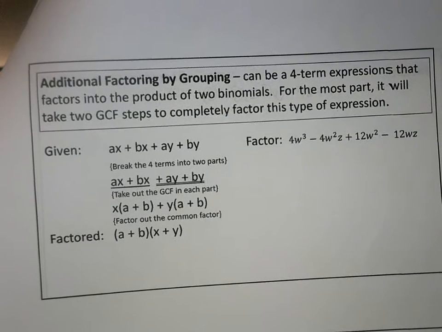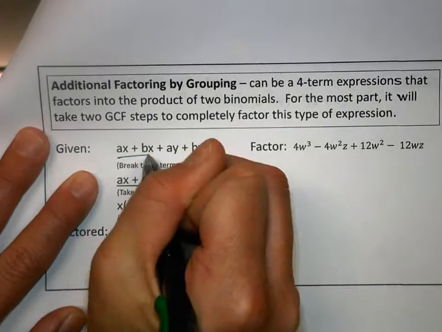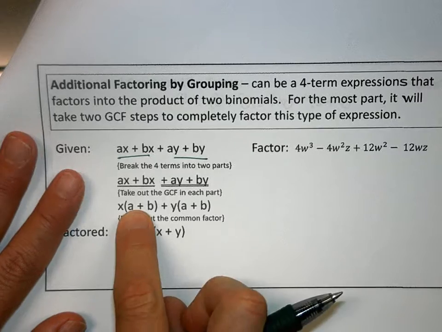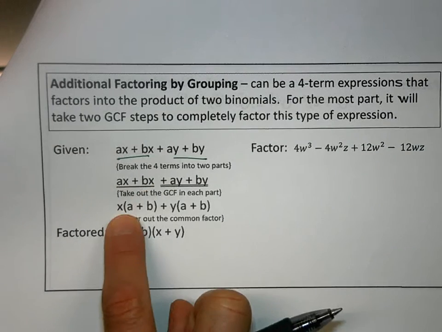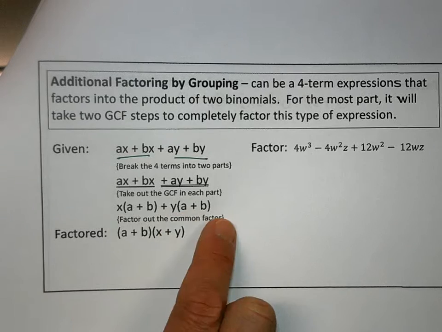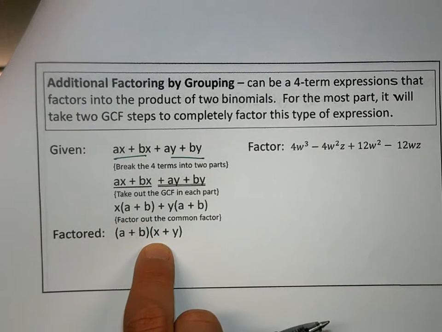So we have more factoring by grouping when we have 4 terms. So again, when you have 4 terms, we break the 4 terms into 2 terms, or 2 groups. This one, the GCF of the first group is x, and you're left with a plus b. The GCF of this group is y, you're left with a plus b. These should always match our parentheses, and we end up with a plus b times x plus y.